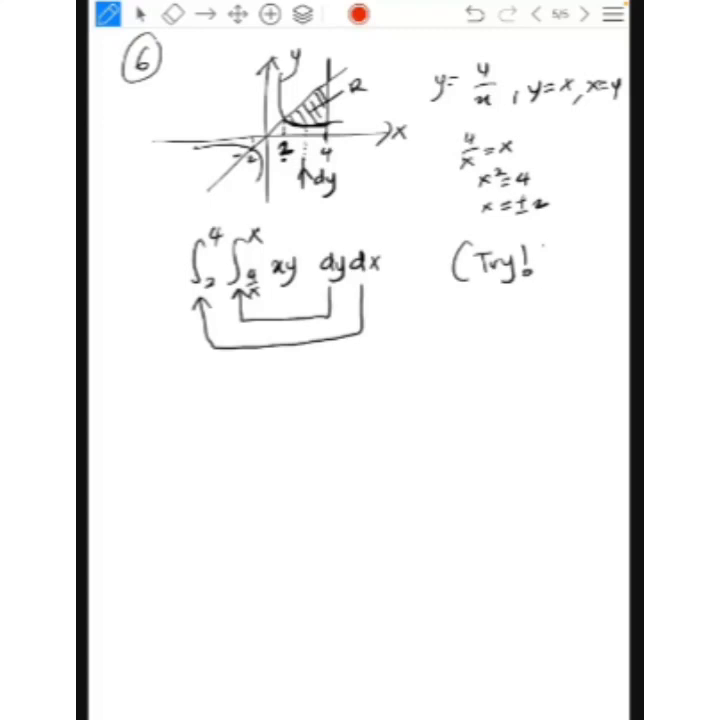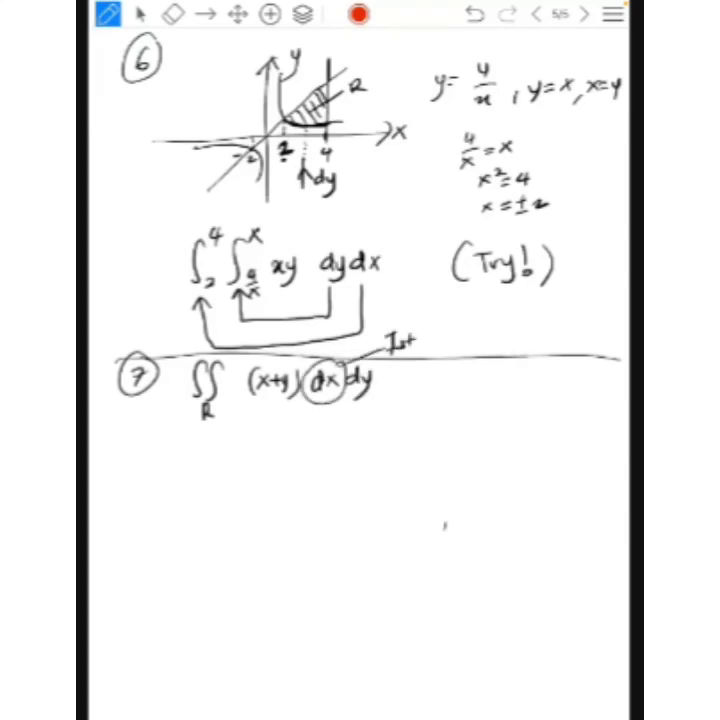Question number 7. Evaluate. Okay, this one, the question already gave the order: to evaluate x plus y via dx first. So kena ikut soalan lah. Kena buat dx dahulu. Okay. I don't know whether dx is easy or dy is easy. However, if the question already gives you an order of integration to be evaluated, you have to follow the question.